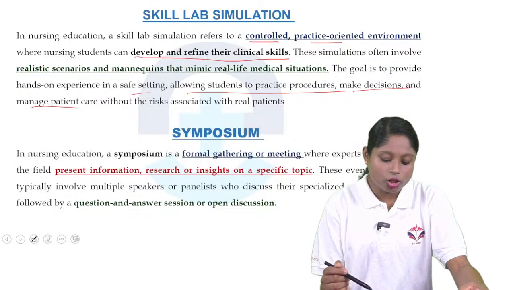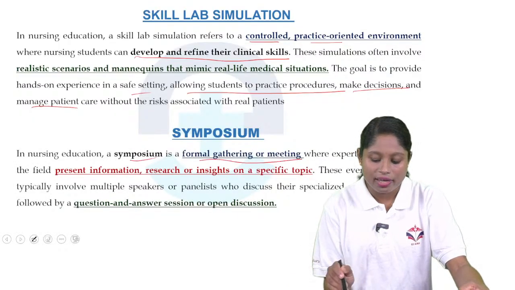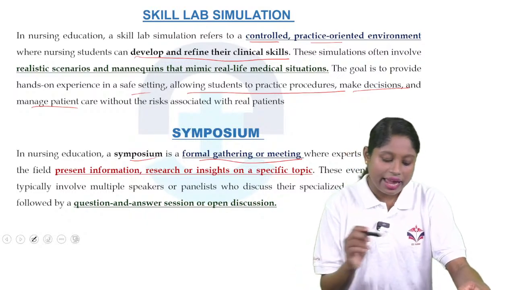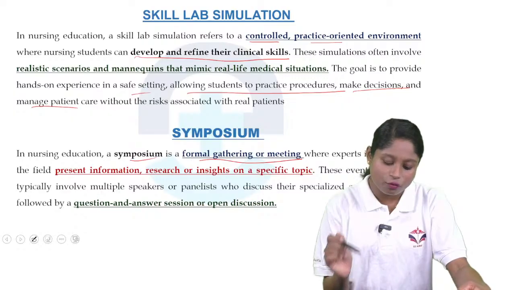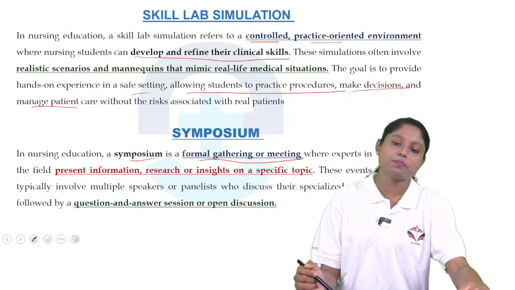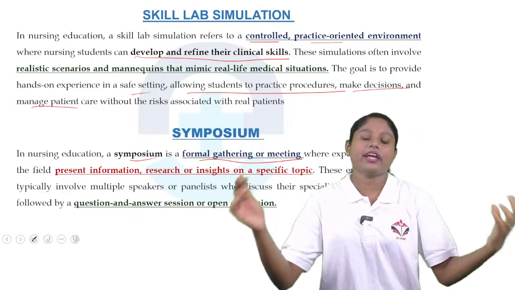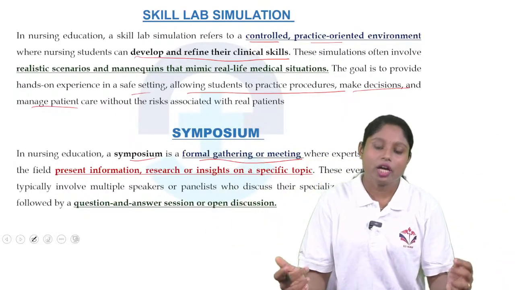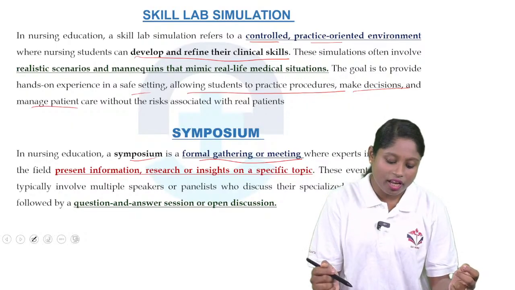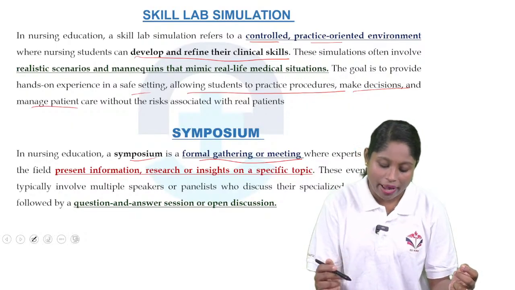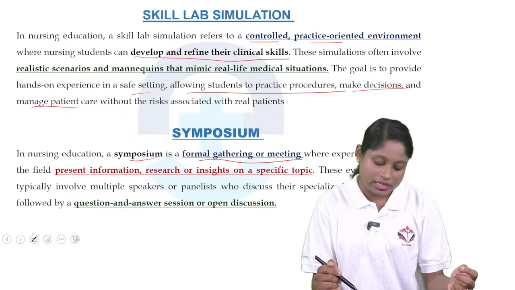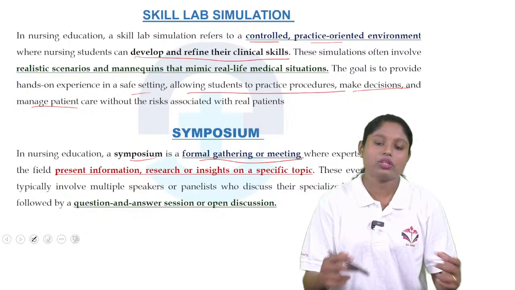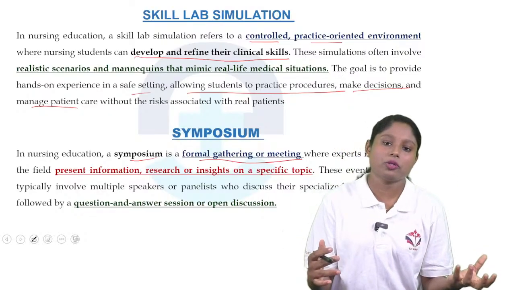In nursing education, symposium is a formal gathering or meeting where experts in the field present information, research or insight on a specific topic. So in the symposium, experts will gather together to discuss specific topics. These events typically involve multiple speakers and or panelists who discuss their specialized areas, followed by a question and answer session or open discussion. So in that panel, 5 to 6 members will be there.